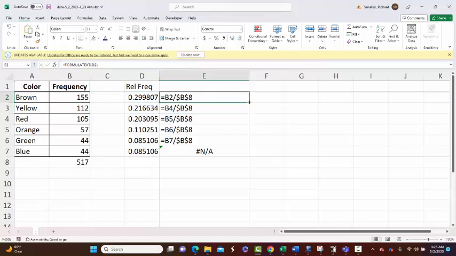Oh, okay, I screwed up. All right, that's why it was in. Okay, there we go. I didn't do the calculation wrong. I did this part wrong. So now it's showing you the formula.